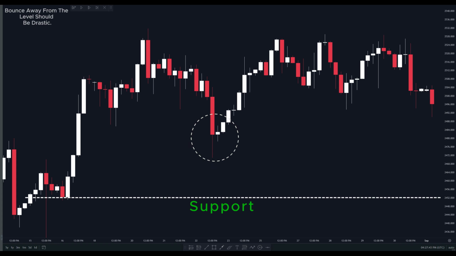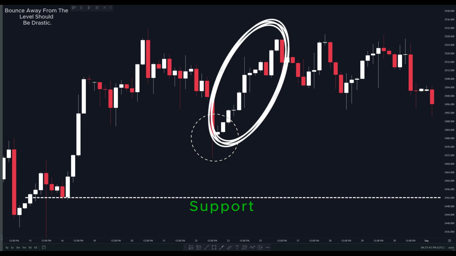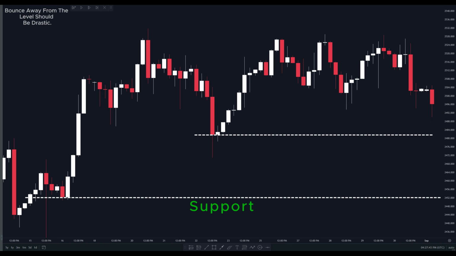And if we look here, we have another drastic move. As we can clearly notice, this sharp bullish move from this support level, so we will mark this support level. And here at the top, whenever price reached this level, it got rejected drastically. So we mark this point as a resistance level.